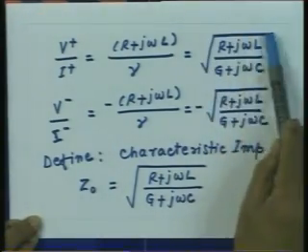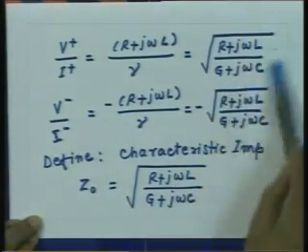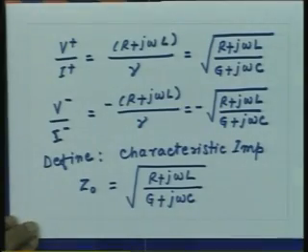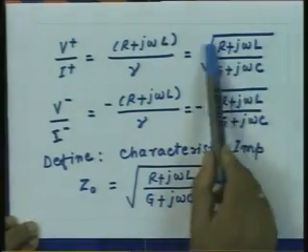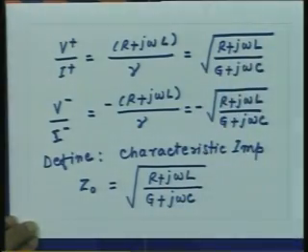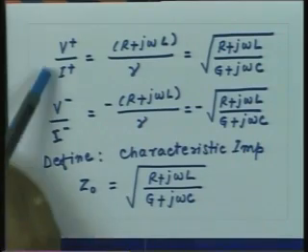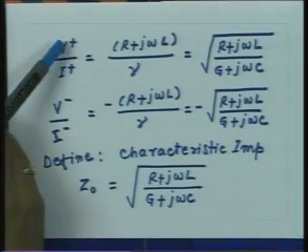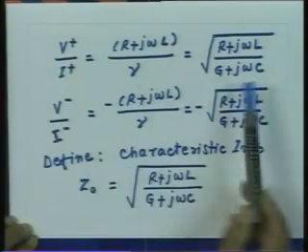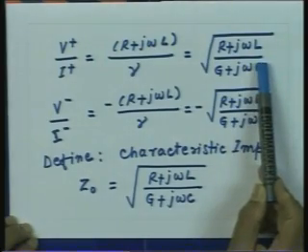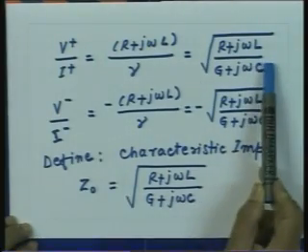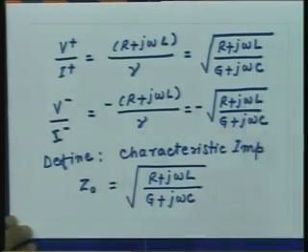If I look at this quantity, (R plus j omega L) divided by (G plus j omega C), you will get the real part of this quantity which will be positive. What that means is that the forward travelling wave sees an impedance whose real part is positive. That means it sees a resistance as it travels on the transmission line.